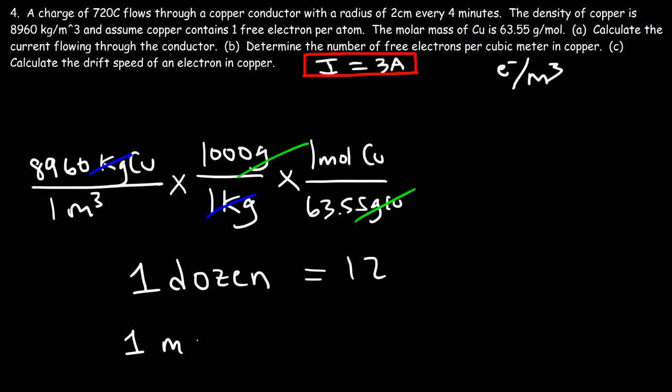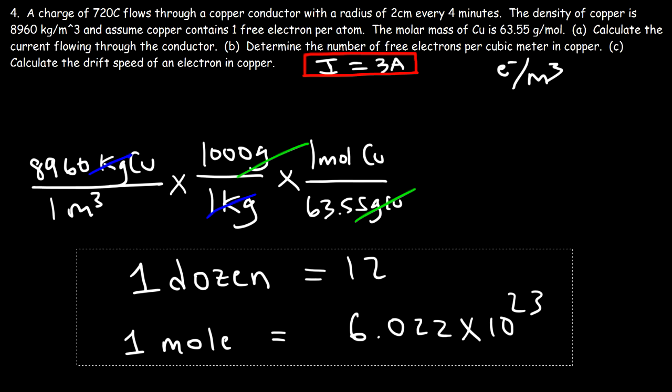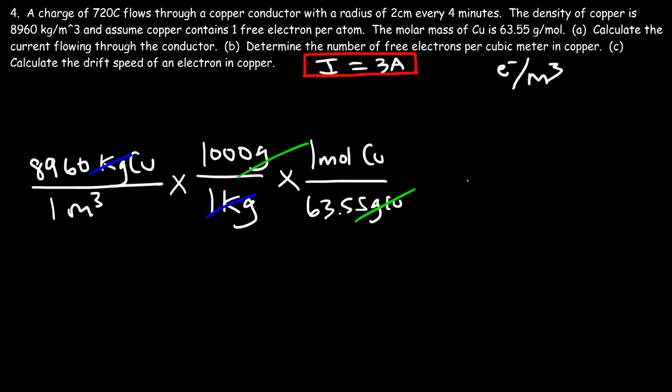A mole is a large quantity. It's 6.022 times 10 to the 23. So if you have a mole of pens, you have 6 times 10 to the 23 pens. If you have a mole of books, you have 6 times 10 to the 23 books. So just as a dozen represents 12, a mole simply represents a large quantity of something. So 1 mole of copper atoms is 6 times 10 to the 23 copper atoms. Now, notice that there's 1 free electron per atom. So 1 mole of copper atoms will contain 1 mole of free electrons.